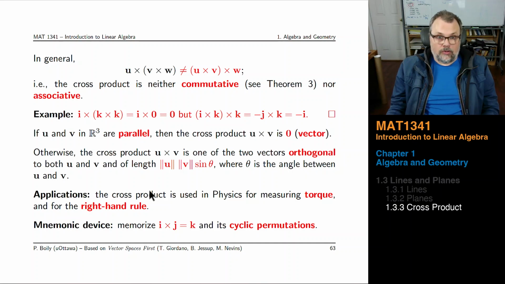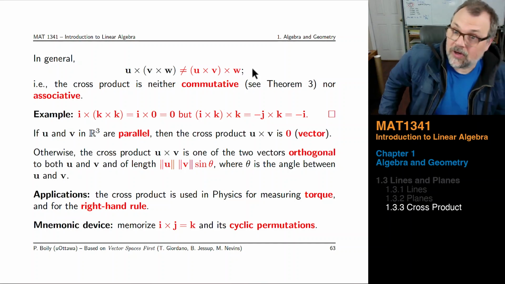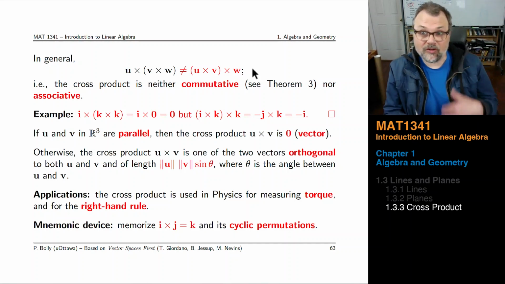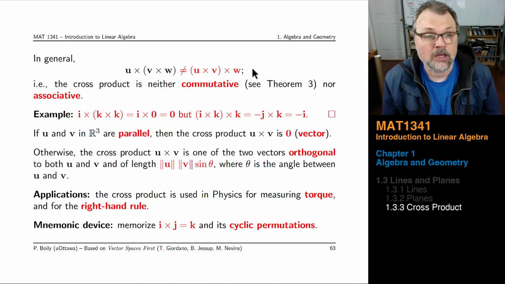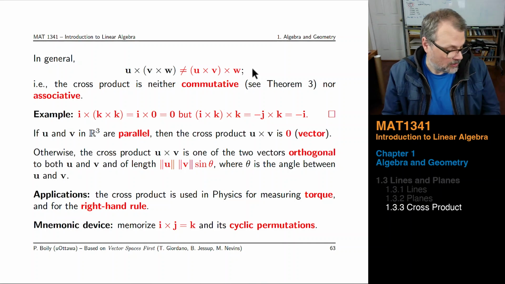In general, though, the cross product is not associative, right? If you do the cross product of u with the cross product of v and w, that is not going to be the same thing as the cross product of u and v with respect to w. You don't even need to go to octonions, which we talked about when we talked about number systems, right? We can define something that behaves like a product that doesn't have a lot of the nice properties that we would expect products to have based on what happens when we're just working with R.